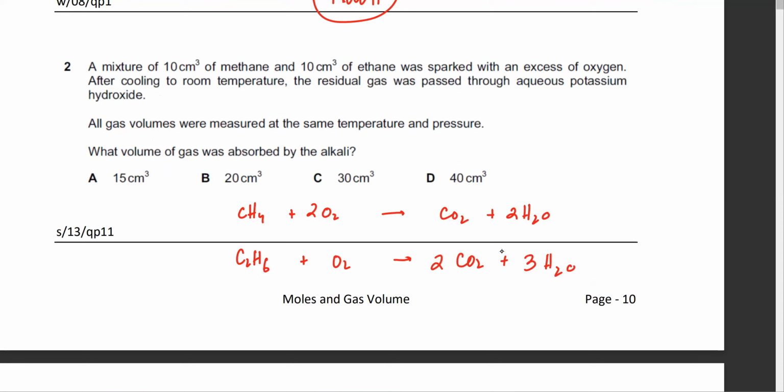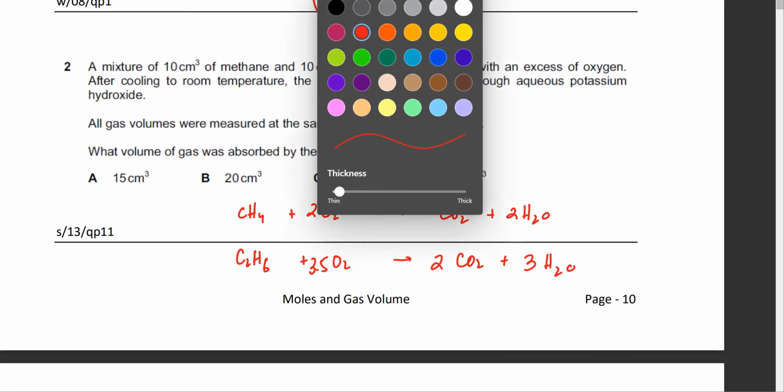And how many oxygens? That would be 4 plus 3, 7. So over here, it's going to be 7 by 2 or 3.5 moles of oxygen. You can convert that into a whole number by multiplying the whole equation by 2. But anyways, there's 10 cm cube of both gases being burnt.